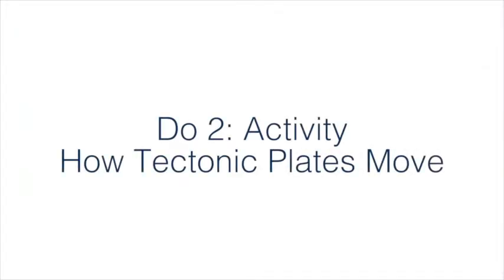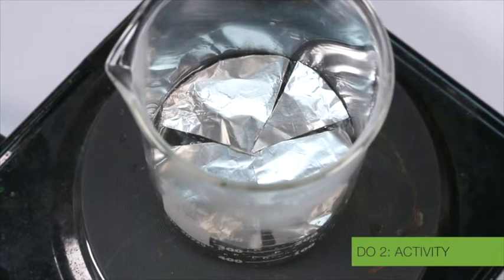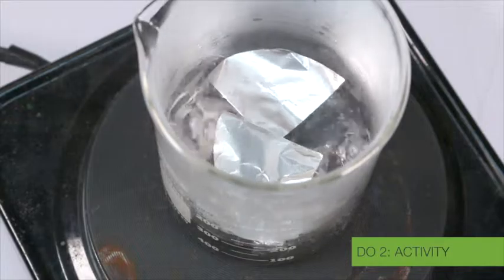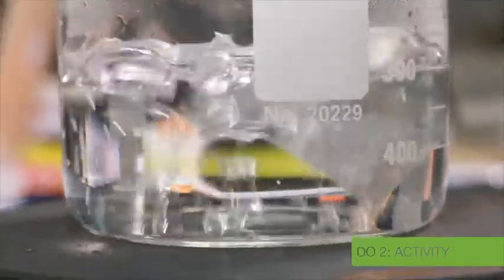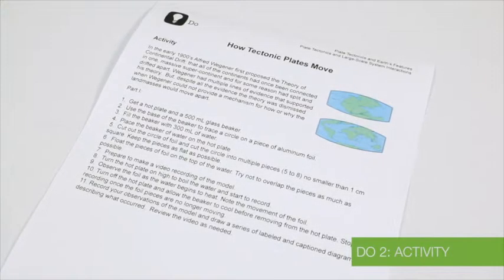Do 2 activity, how tectonic plates move. Students observe a model of the mechanism of tectonic plate movement and develop a model based on evidence of the movement of tectonic plates by thermal convection. For this you will need the student handout, How Tectonic Plates Move.